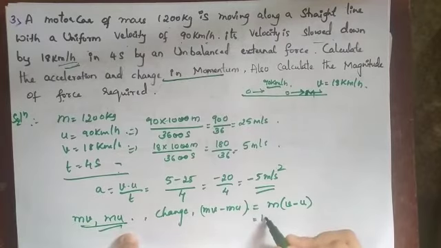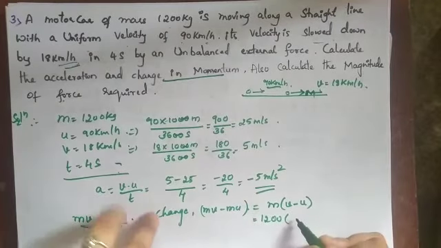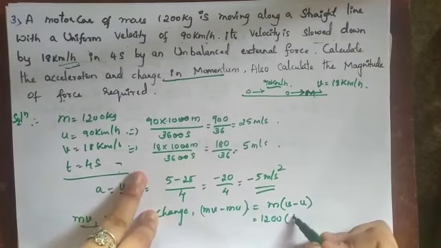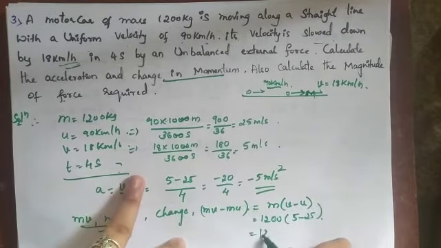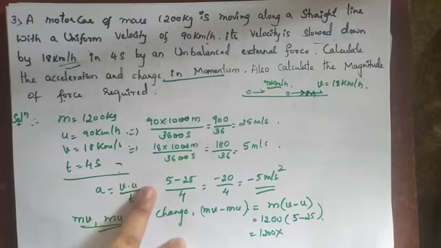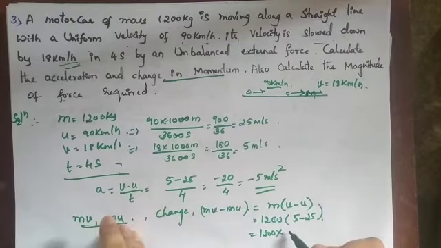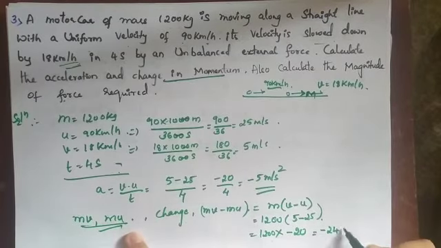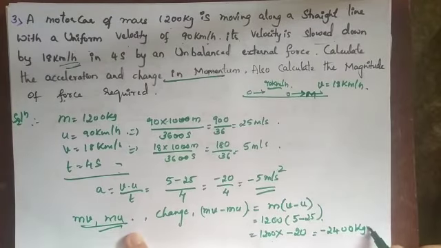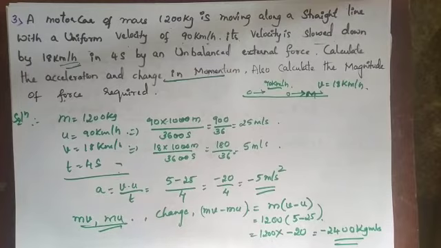So what is m? 1200. And v is 5 minus 25. So 1200 into 5 minus 25, I'll get minus 20. If I multiply, I will get minus 24,000 kg meter per second. That is the change in momentum.